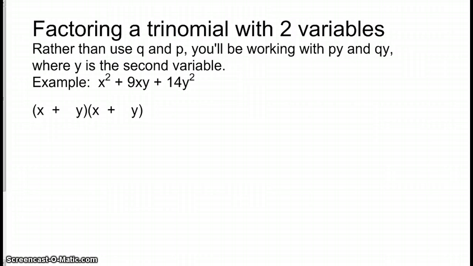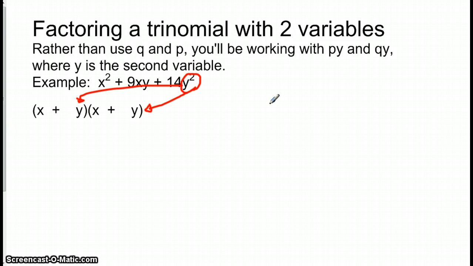The last tricky thing in this section is factoring a trinomial with two variables. Okay? So instead of having Q and P, you're going to be working with Py and Qy if y is, in fact, your second variable. Because you need to get this y squared term at the end. That's how we end up with the y in the parentheses here. Okay? But we still have to figure out what the coefficient is going to be.